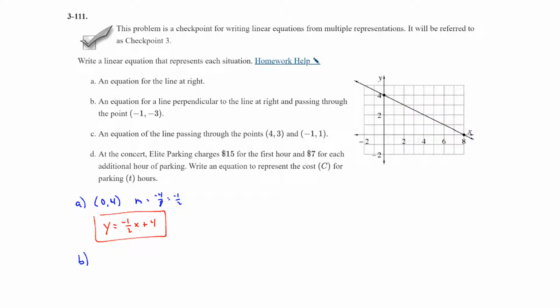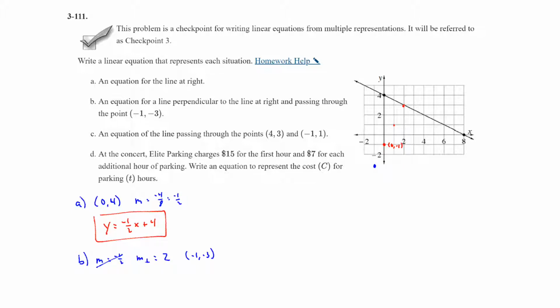So let me get rid of my slope triangles here. Once again, we want an equation that is perpendicular to the line at the right. What's important there is that we know the slope was negative 1/2. So the perpendicular slope is the opposite reciprocal, which would be a positive 2. We also want it to go through the point negative 1, negative 3. Negative 1, negative 3 is not necessarily on here, but the idea is that it has to go through that point. So we have a slope and a point. You potentially could use your slope and say up 2 over 1, up 2 over 1, up 2 over 1, and that could give you the y-intercept at negative 1. That's one way to do it.